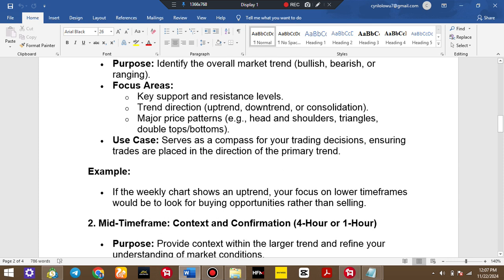It serves as a compass for your trading decision, ensuring trades are placed in the direction of the primary trend. When you say primary trend, that means your daily trend. If your daily trend is telling you price is bearish, this is where you start looking for probably a double top pattern. You'll be looking for a resistance area where price is going to be rejected, a supply zone where price is going to drop from, or a bearish order block for those of you who trade the ICT concept. So this is why you have to do your top-down analysis, so that you don't just open your chart, place a trade, and then expect magic to happen.